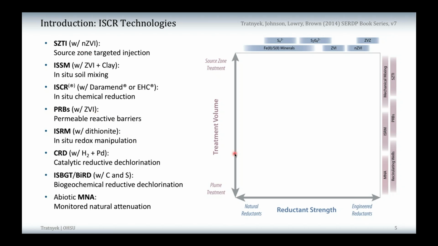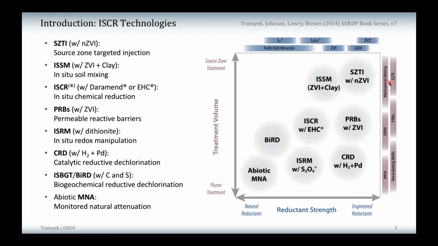So to put all these into a framework for the purposes of the chapter, we came up with this matrix here that's got reductant strength on the x-axis and treatment volume on the y-axis, with source zone treatment at the top here, plume treatment down here, natural reductants, so the intrinsic ones here, and engineered reductants over here. And the idea is that we can take everything here on the left and we can populate it onto this matrix, and we end up with something that looks like this.